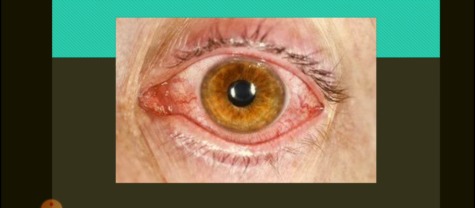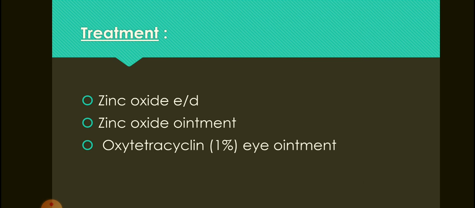Now what is the treatment? Treatment of angular conjunctivitis is done by zinc oxide eye drop 4 to 6 times daily, or the patient can also use zinc oxide eye ointment. Another drug, oxytetracycline, can also be used in case of angular conjunctivitis. But all these drugs should be used under supervision of an eye care professional.